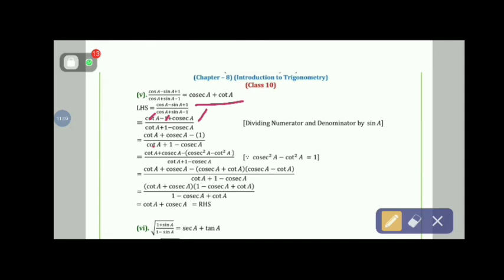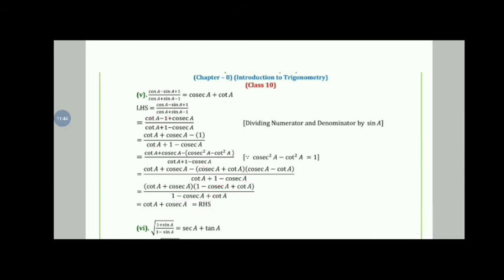Now it is cot a plus cosec a minus (cosec square a minus cot square a). So cosec square minus cot square is equal to 1. So we can write here cot a plus cosec a minus (cosec a plus cot a) into (cosec a minus cot a). That is because a square minus b square can be written as (a plus b) into (a minus b). So now after taking (cot a plus cosec a) common, the remaining term is 1 minus (cosec a minus cot a). So this is 1 minus cosec a plus cot a. In this term we can easily cancel out these two terms. So the remaining term is cot a plus cosec a, which is equal to RHS.